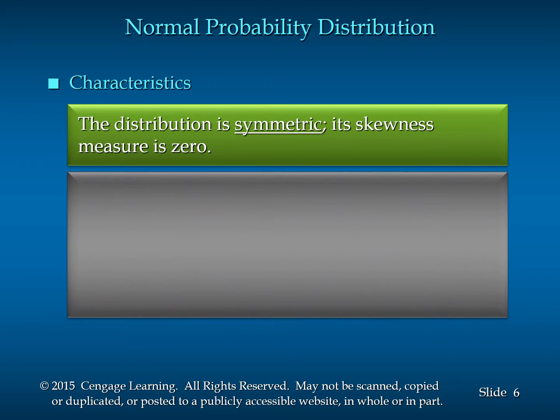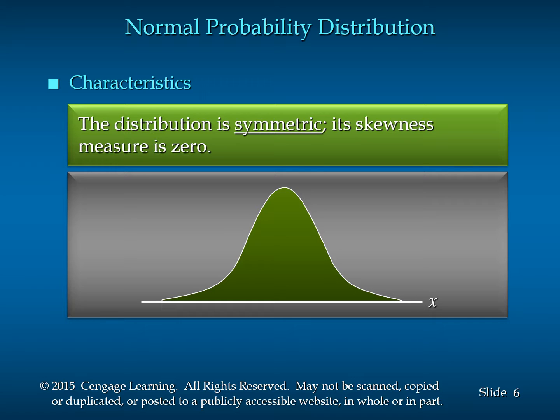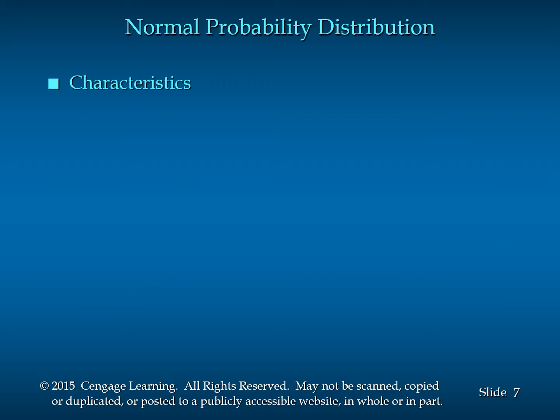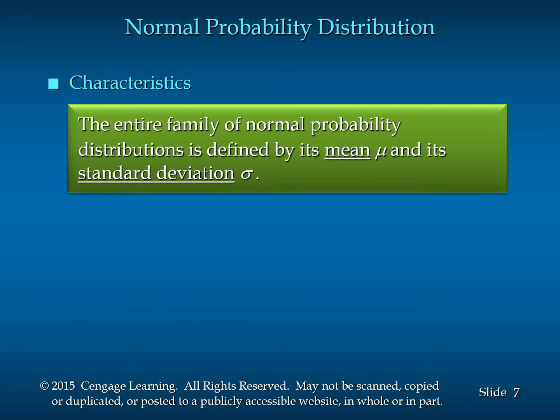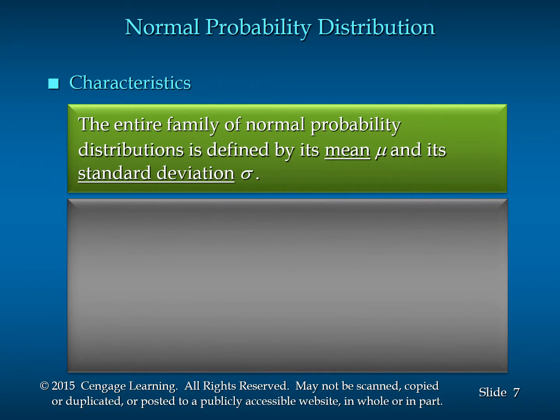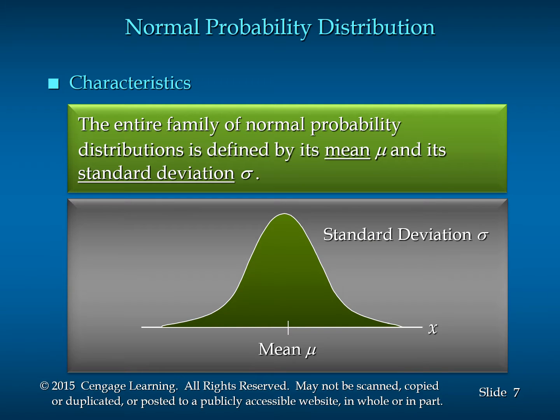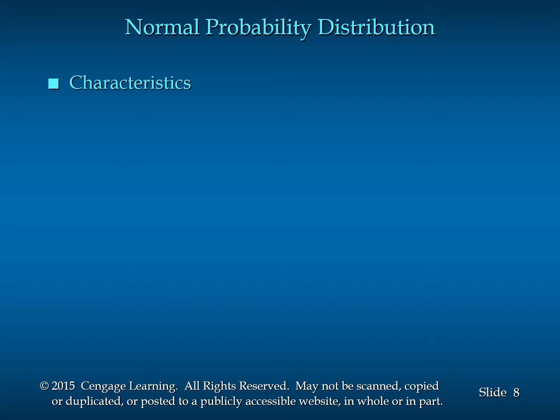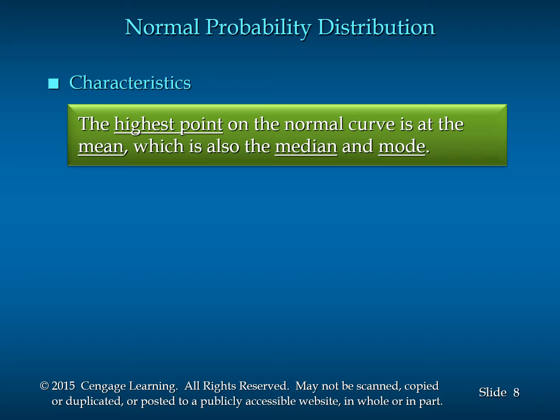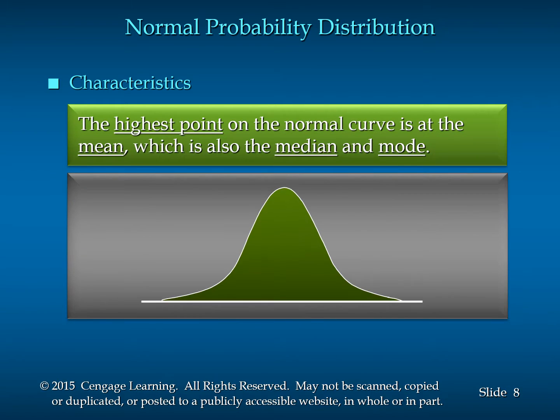You will recognize the shape of this distribution. It is symmetric and bell-shaped, not skewed. And to restate, in order to describe a normal probability distribution, we only need the mean and the standard deviation. The highest point on the normal curve is the mean. And because it's symmetric, that also happens to be the median and the mode.